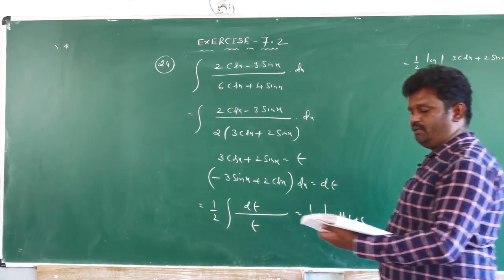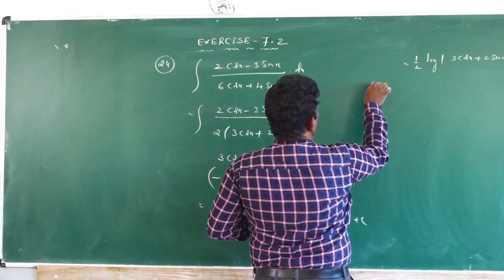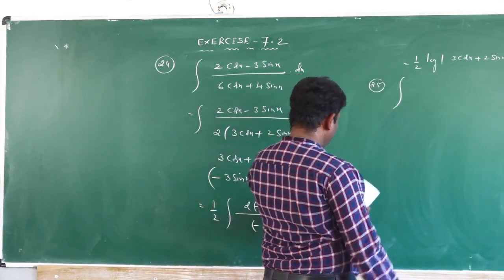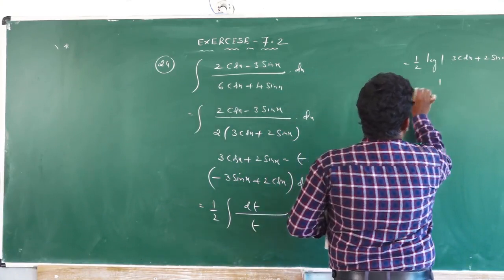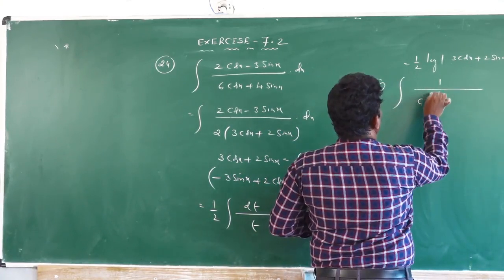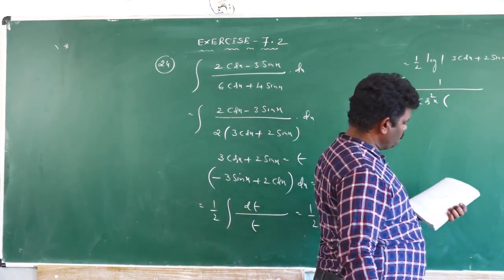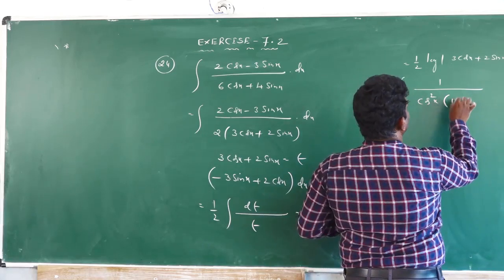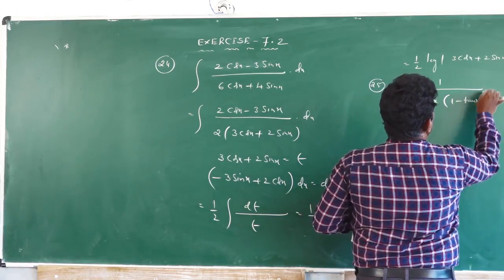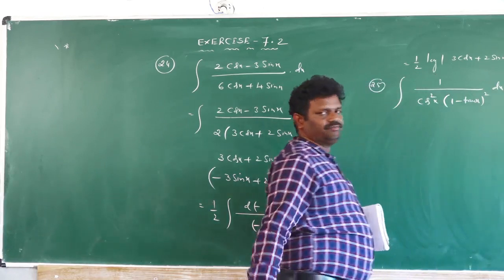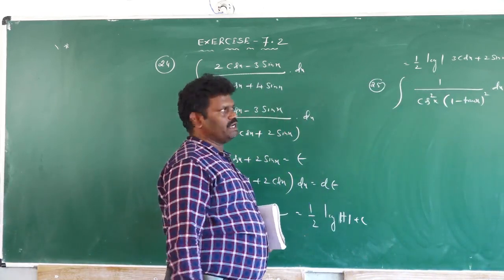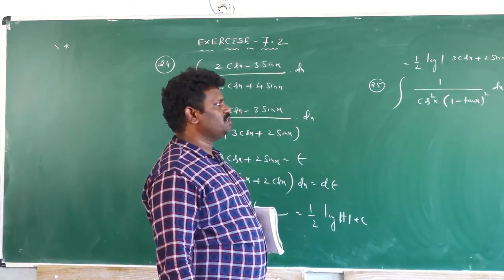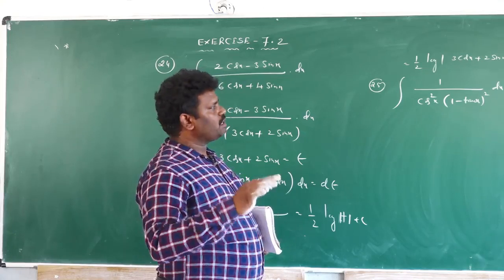Right, next, 25th. Integral 1 by cos square x into 1 minus tan x whole square dx. Okay? Here, substitution means the denominator, the numerator has nothing.